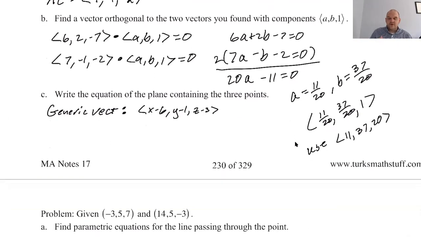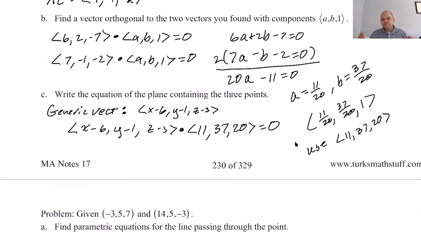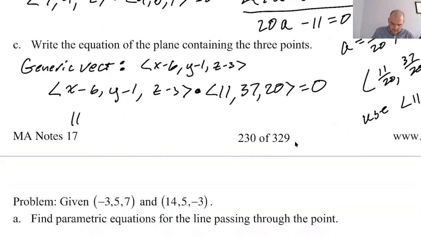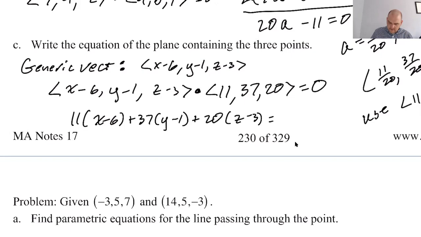And then I need to dot product the generic vector with the vector normal or orthogonal to the plane, and that dot product should give me 0. So x minus 6, y minus 1, z minus 3, dot product 11, 37, 20, better give me 0. That's one form, not the preferred form. I'm going to expand that a little bit. 11 times x minus 6, plus 37 times y minus 1, plus 20 times z minus 3 equals 0.